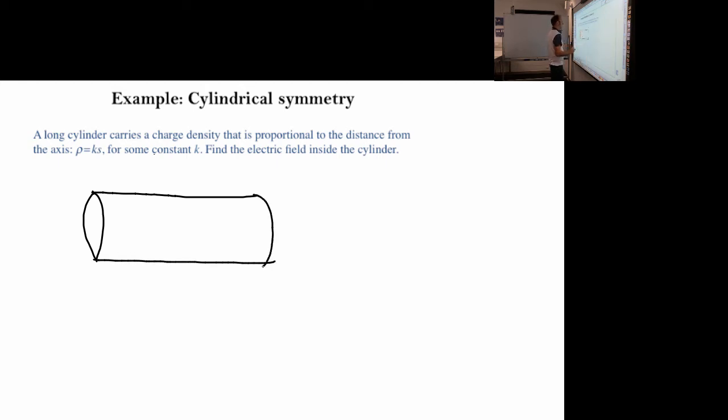So in this example of Gauss's law, we're going to consider cylindrical symmetry. Here we have a long cylinder which carries a charge density that is proportional to the distance away from the axis, given by rho equals Ks. The electric field here is going to be pointing outwards.